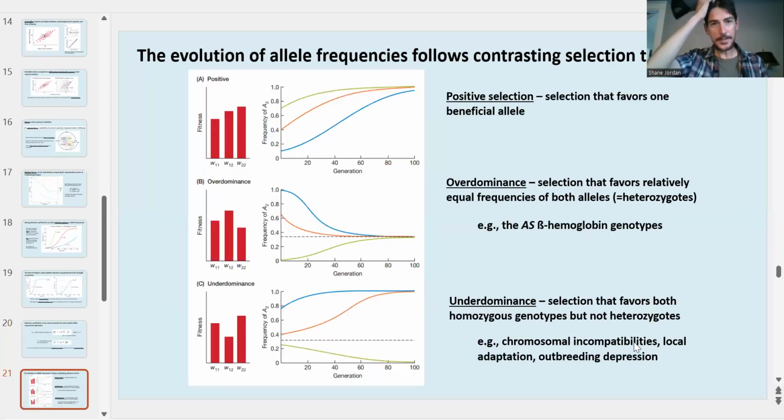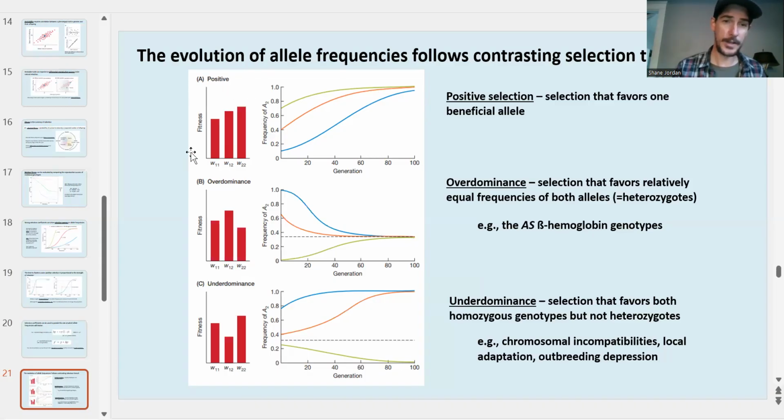And so basically, the evolution of allele frequencies follows a handful of different contrasting trends. We've been talking so far about positive selection, which is selection that favors one beneficial allele. Just imagine that we had some mutant allele we call A2, and we have 3 different scenarios where the frequency of this allele starts off at different values, be it 0.1 or 0.4 or 0.7. In all of these scenarios, if we modeled them in a computer simulation, over some period of time, depending on the strength of selection, these alleles would reach fixation.